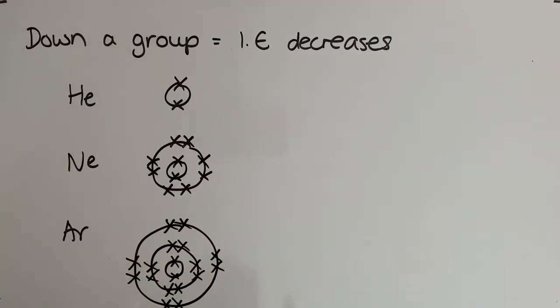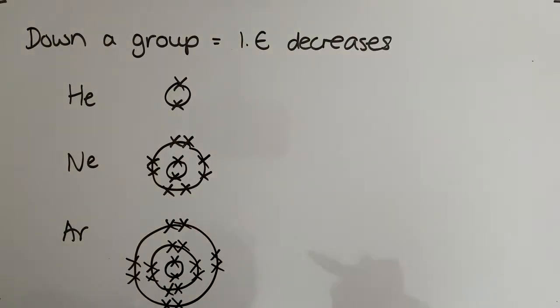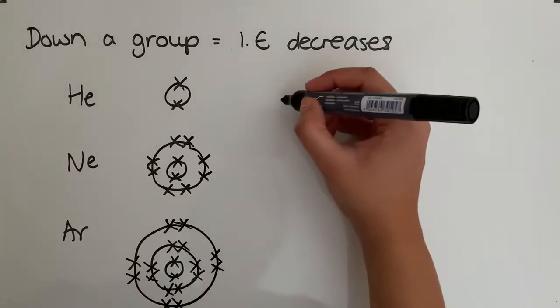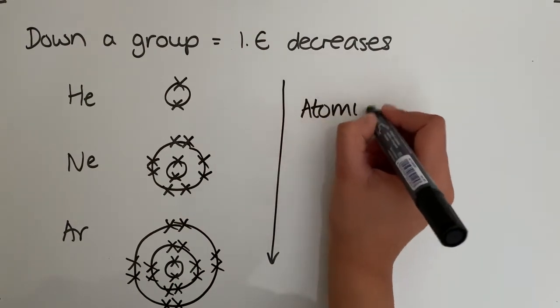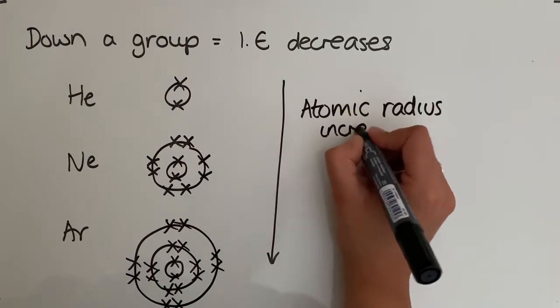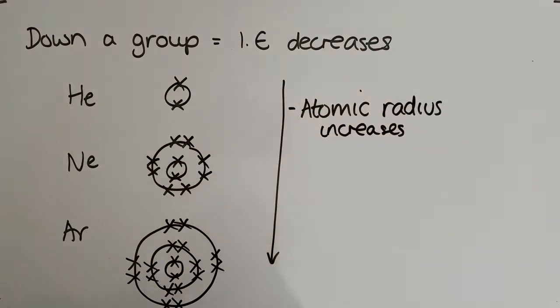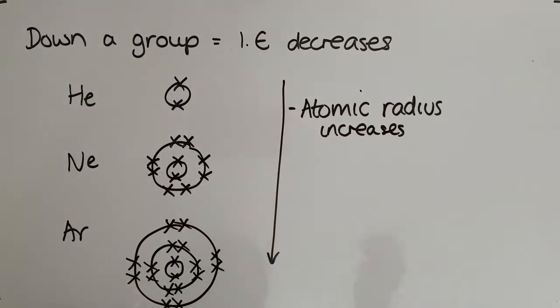In the trend for the first ionization energy, as you can see, helium has a much smaller atomic radius compared to argon. So as you go down the group, the atomic radius increases. That's the first point you should address in an exam: as you go down a group, the atomic radius increases.